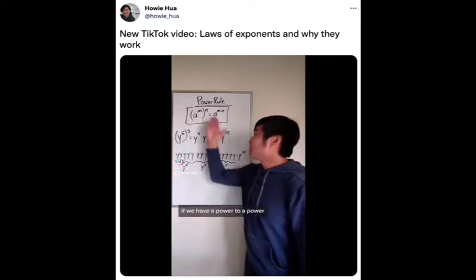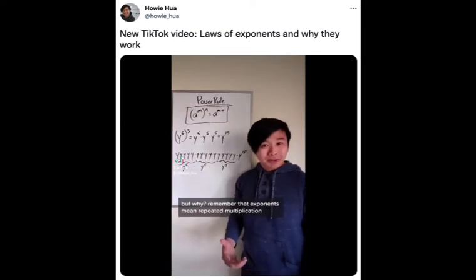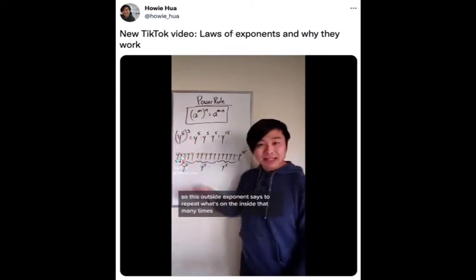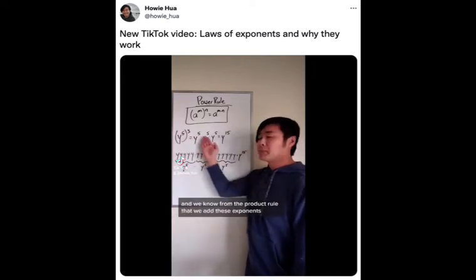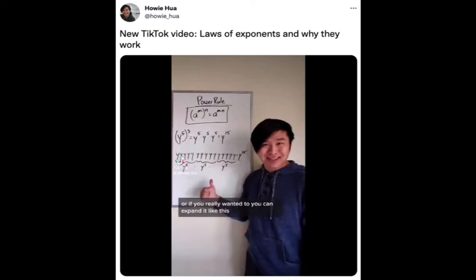Now the power rule. If we have a power to a power, we multiply the exponents. But why? Remember that exponents mean repeated multiplication, so this outside exponent says to repeat what's on the inside that many times. And we know from the product rule that we add these exponents. Or if you really wanted to, you can expand it like this.